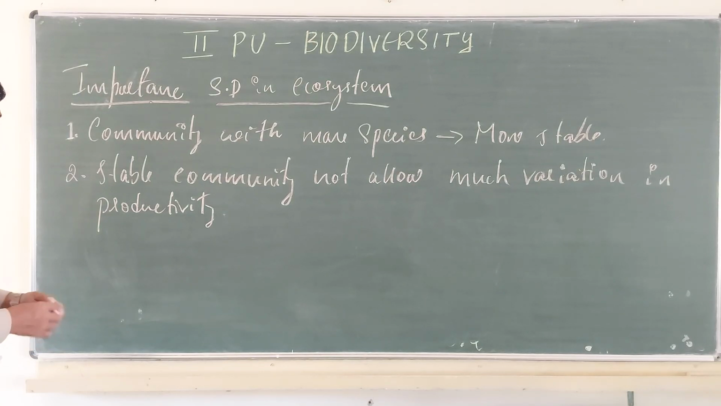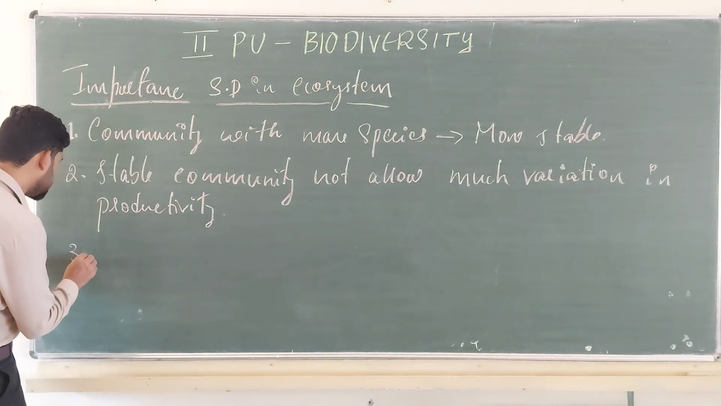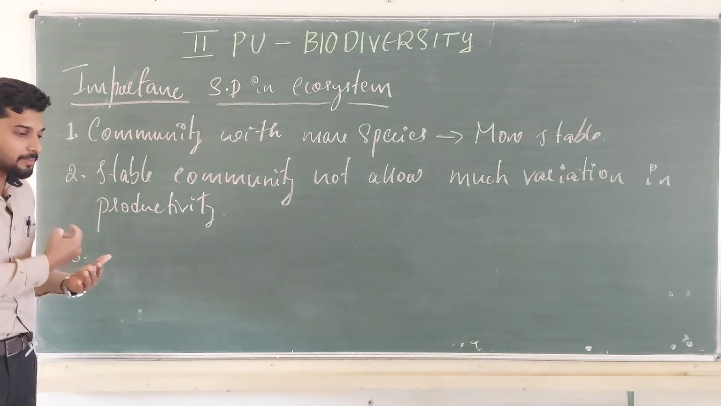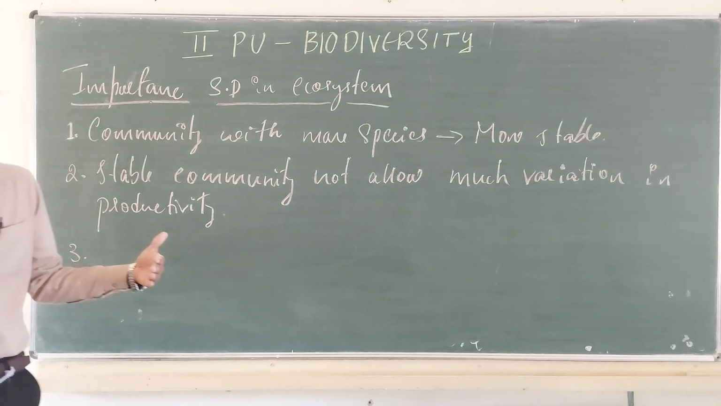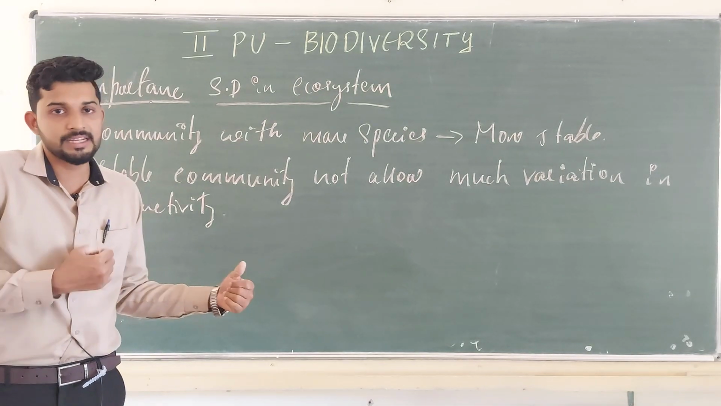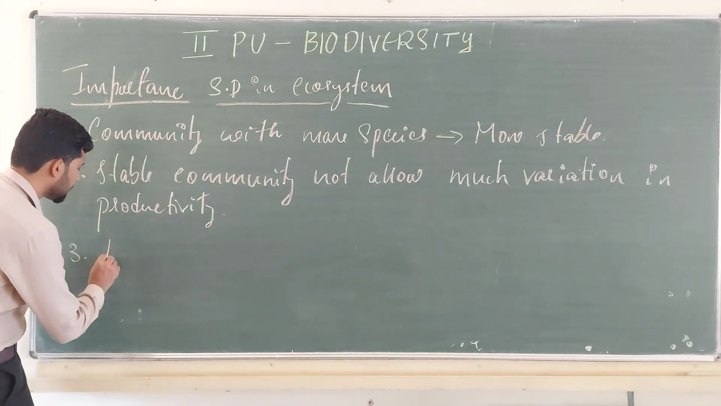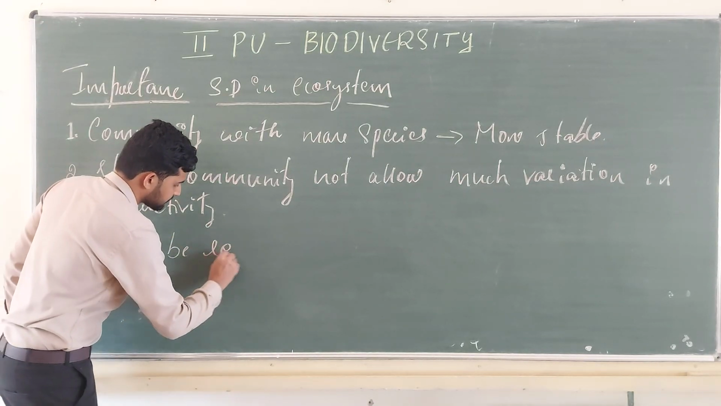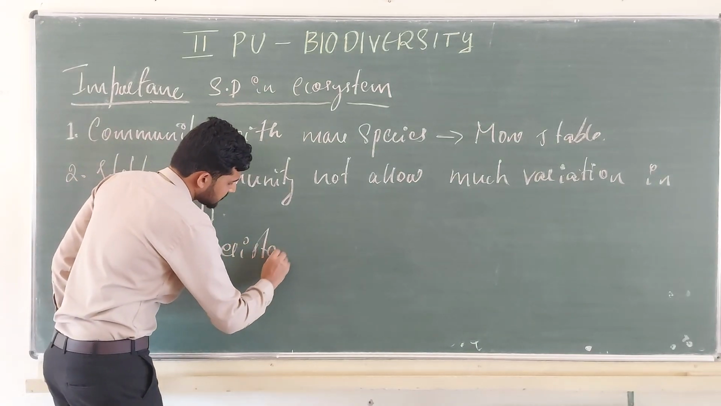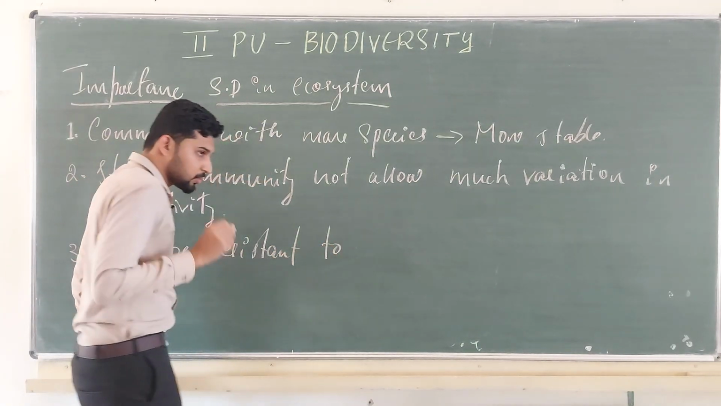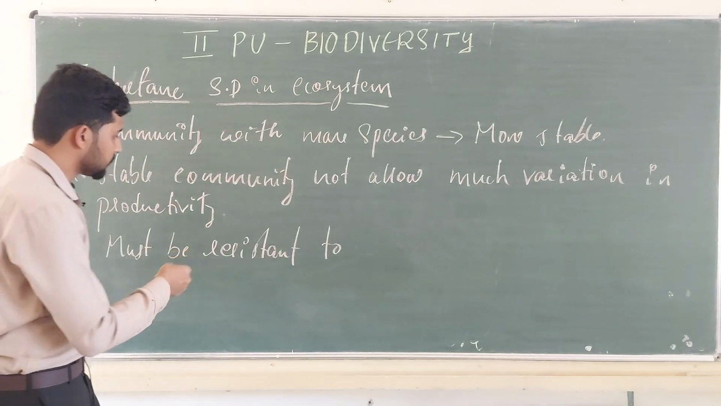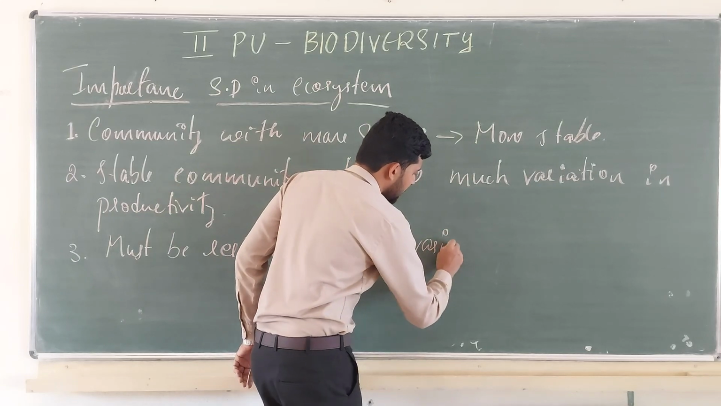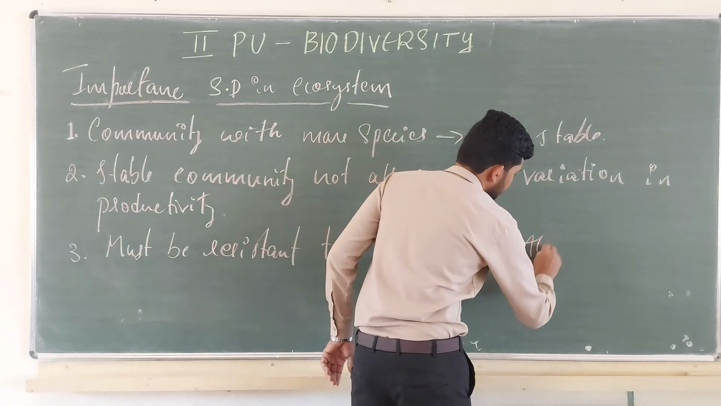The third point, dear students: the stable community we have referred to here should be more resistant to the invasion of alien species. They must be resistant to what? To invasion of alien species.